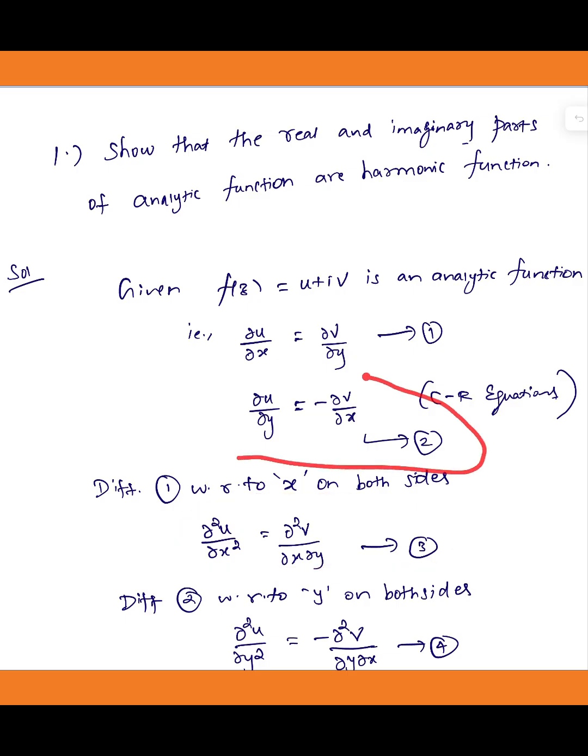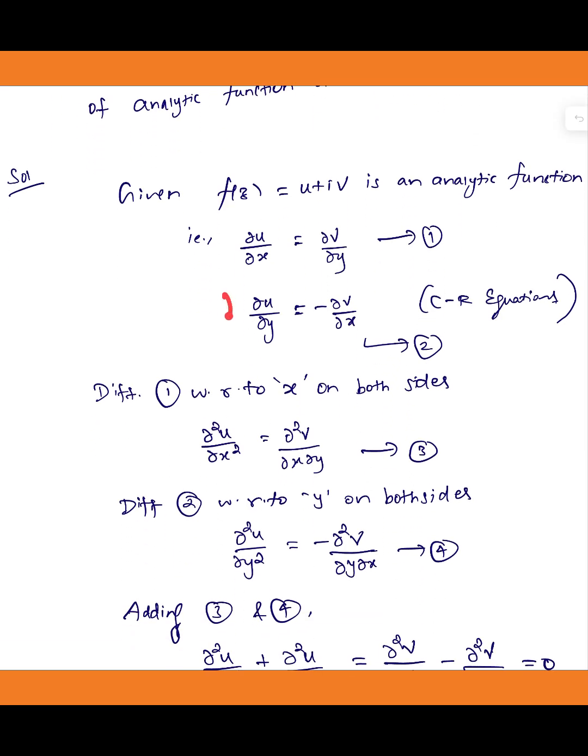Now you differentiate equation 2 with respect to y on both sides. When you do that, this will be ∂/∂y of ∂u/∂y and ∂/∂y of minus ∂v/∂x. So this side becomes ∂²u/∂y². This side it becomes minus ∂²v/∂y∂x. So name it as equation number 4.